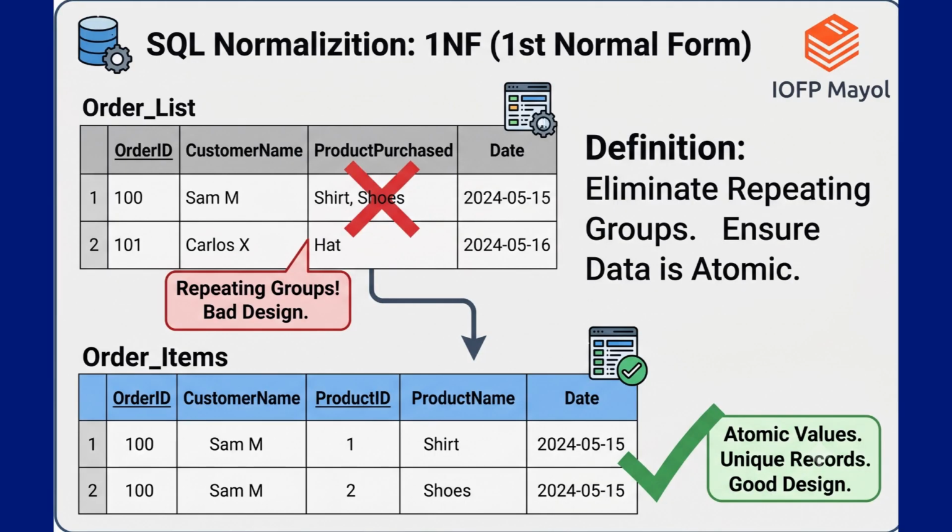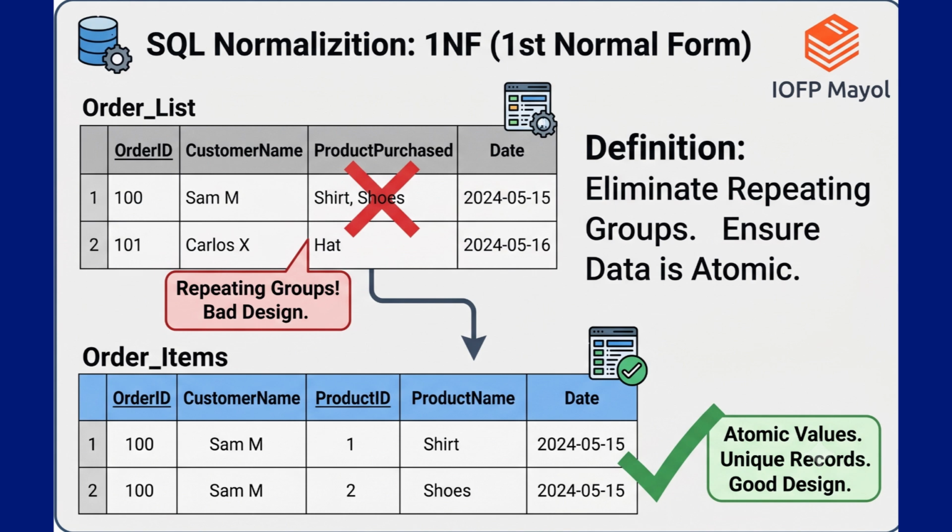Image 1. First normal form. Goal: make data atomic, unbreakable. This first image addresses the fundamental structure of your data. We start with a messy design, the red X table, where a single cell in the product purchased column contains multiple items: shirt, shoes. This is called a repeating group and is considered a database bad design because it makes it incredibly difficult to search for individual items or update prices.